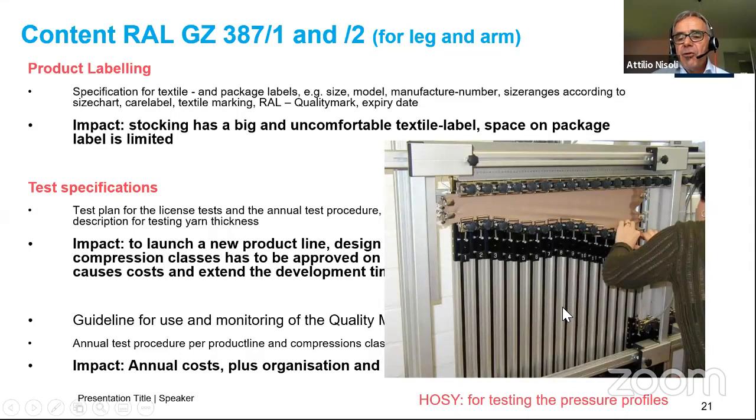The special machinery you can see with the clamps, we fix. This is a thigh high garment. We fix it, and then there are cylinders. They extend, and at all levels, we need to measure the actual pressure from the garment.